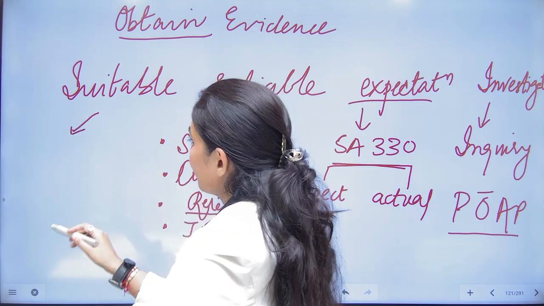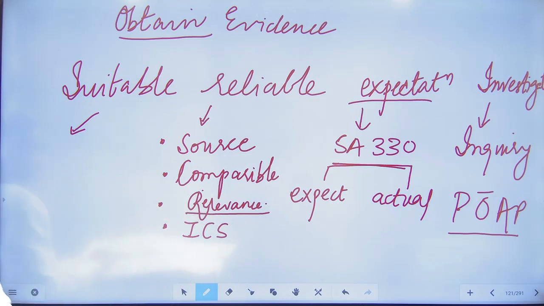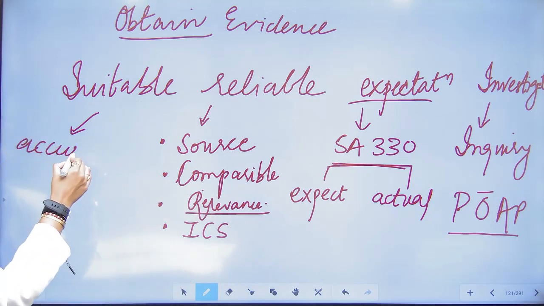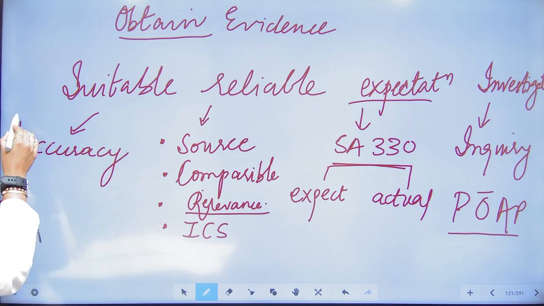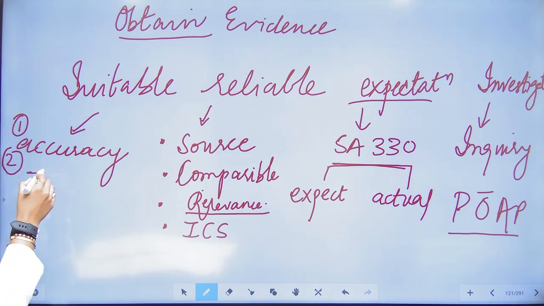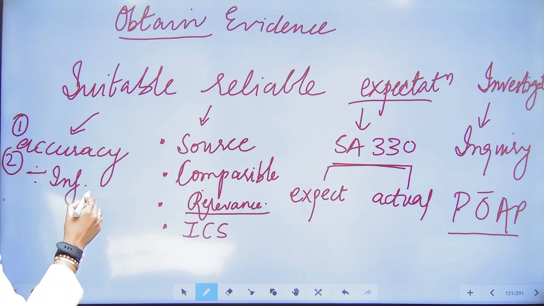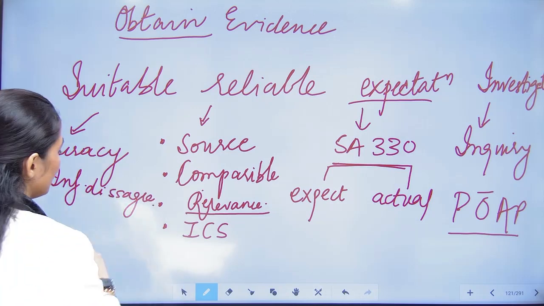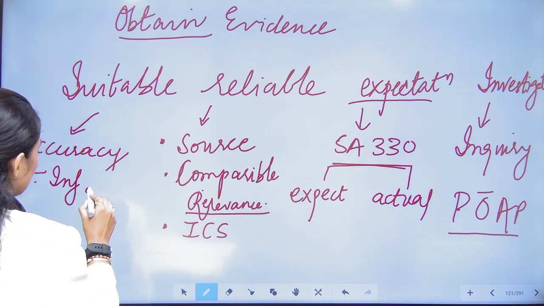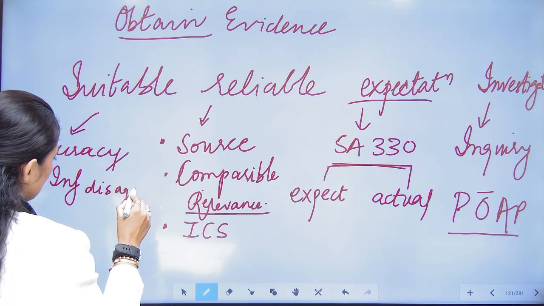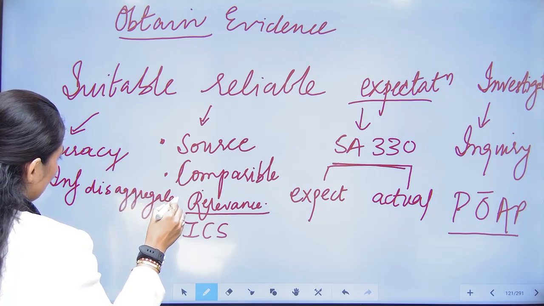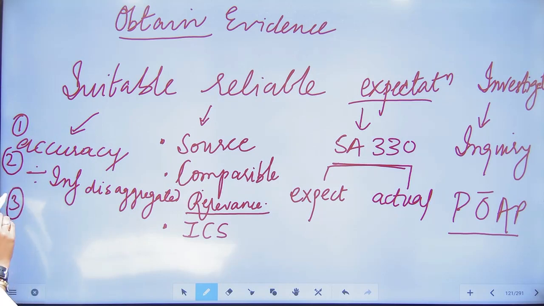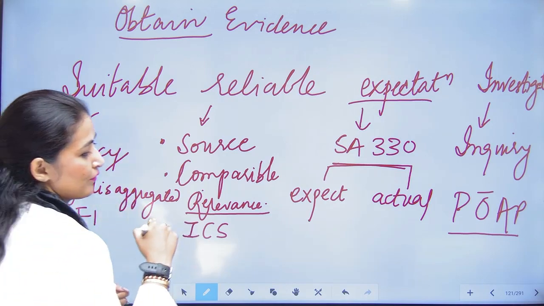When you have to see the suitability of a particular information, what you will see? You will see the accuracy of information that is provided to you first. Second, after looking at the accuracy, you'll have to see how the information can be disaggregated or divided. Once it is disaggregated, what else you will see? Are you given the financial and non-financial information both? So that you can perform all the procedures.